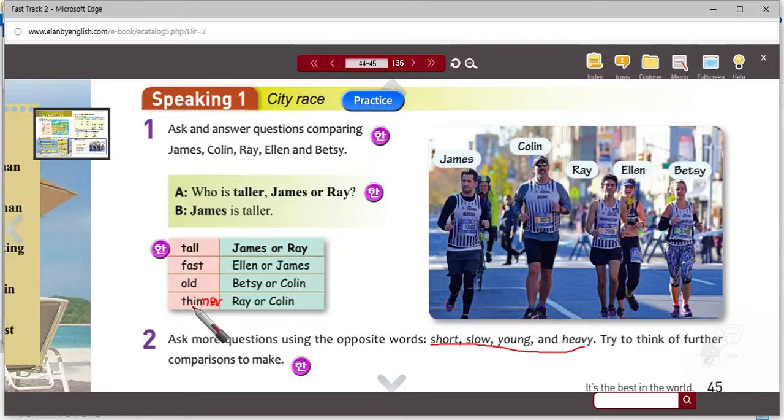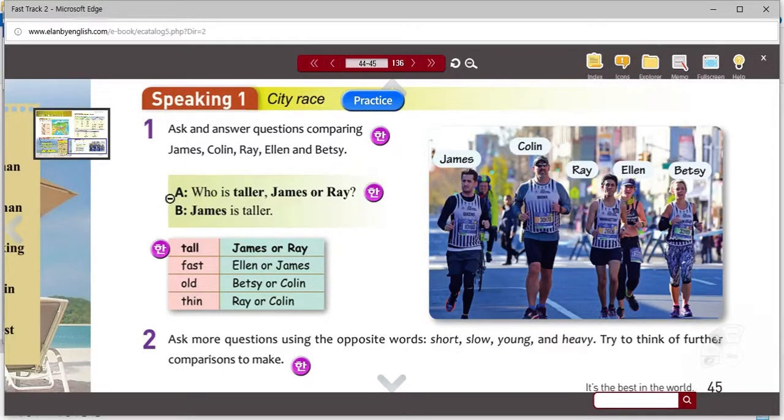Okay, and instead of thin, we're looking at heavy. Who is heavier, Ray or Colin? Okay. I think Colin is heavier than Ray. So Colin is heavier. Okay, so those should be your answers there. All right, we're going to go to the next page and do the activity there.